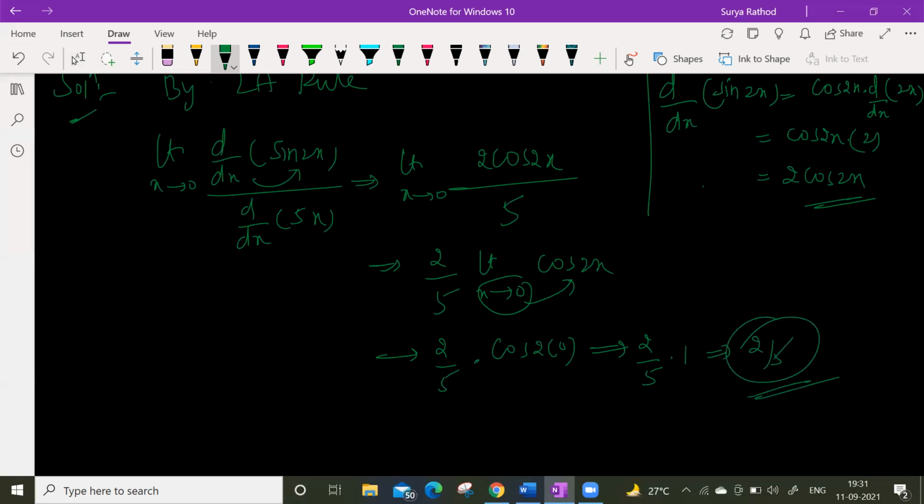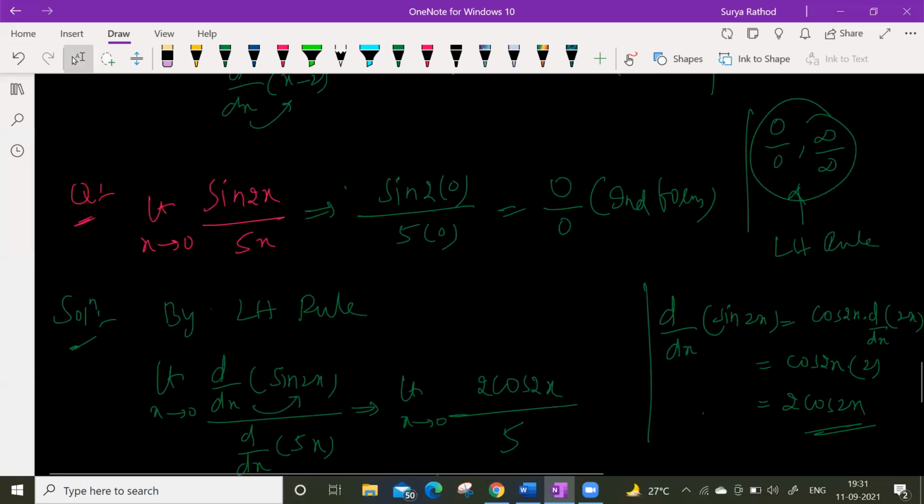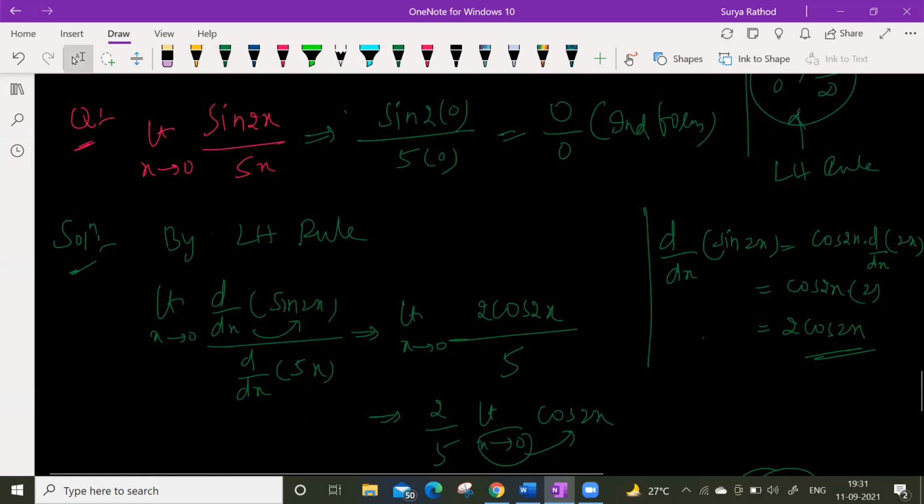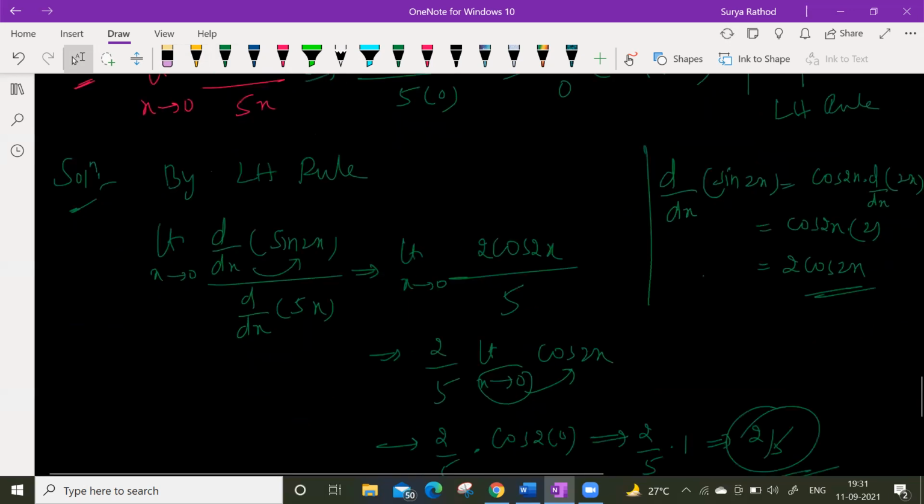Right? This is how to do it with L'Hopital. Otherwise, what did I tell you? If you are getting this type of question anywhere, straight away write 2/5 is the answer. If you find anywhere sin ax by some constant x, then you write the answer directly. I told you several times, we have discussed this type of question multiple times. Clear? Yes or no? Yes, sir.